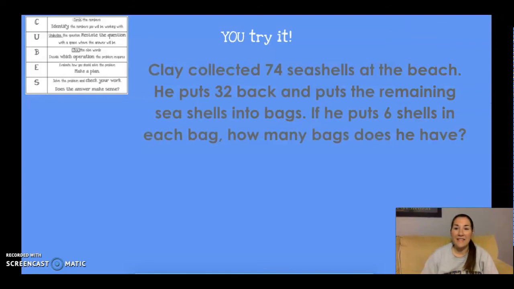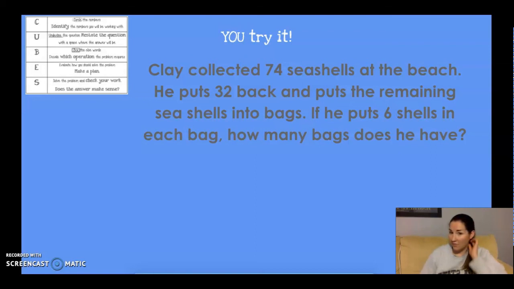So Clay collected 74 seashells at the beach. He puts 32 back and puts the remaining seashells into bags. If he puts 6 shells in each bag, how many bags does he have? So again, pause the video, figure out your 2 different steps and go through that process of CUBES, and then you can press play and I'll talk to you about what I did to solve it.